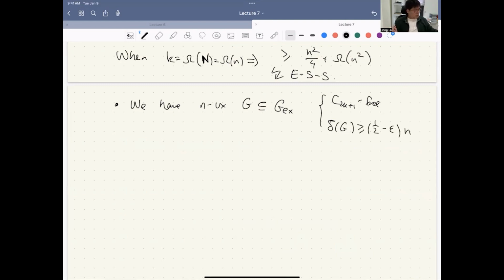We're now going to take the max cut on G.